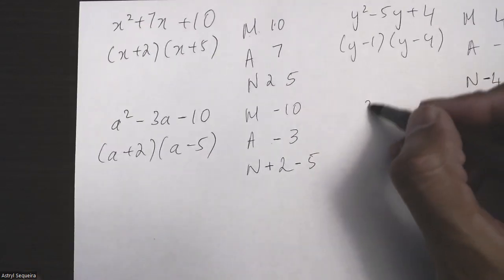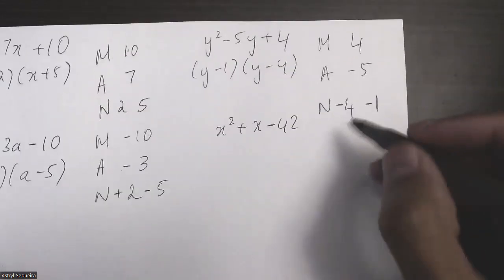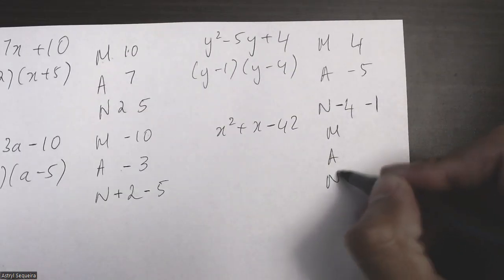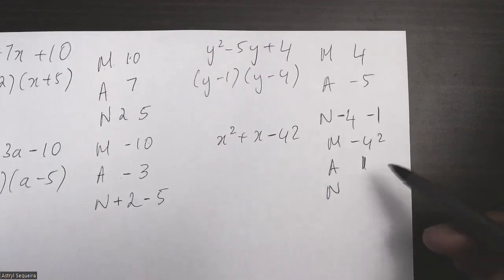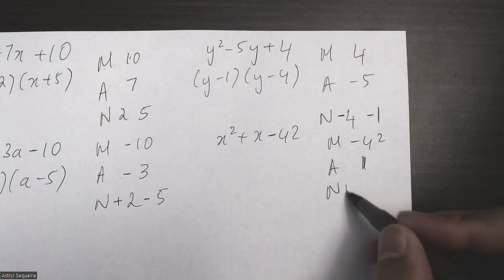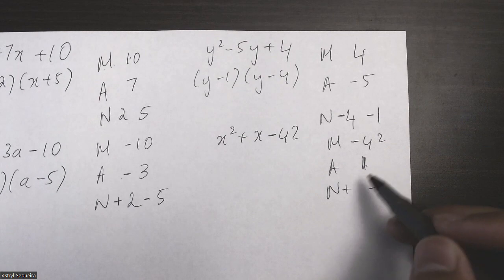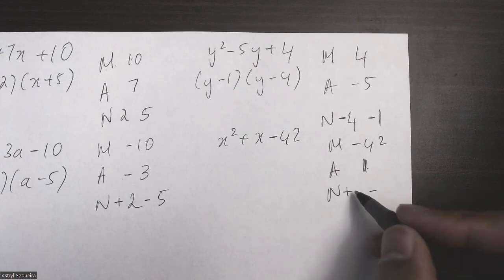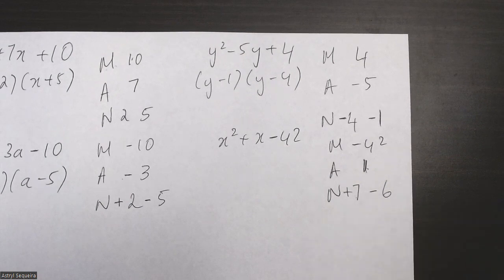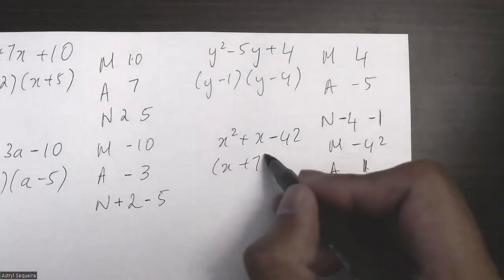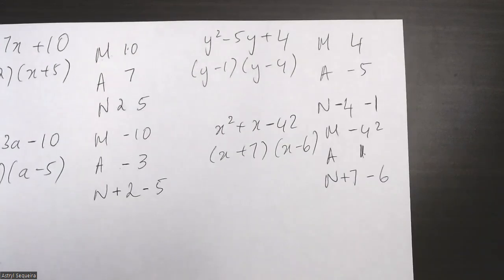And let's try another one. So x squared plus x minus 42. So in this one, similar to the last one, my multiplication is negative. My addition is positive in this one. So same idea here. I need a positive and a negative number to get a negative multiplication. But since my addition is positive, my bigger number has to be positive. In this case, it's 7 times 6 is 42, and the bigger number has to be positive. So x plus 7 times x minus 6 is my solution.